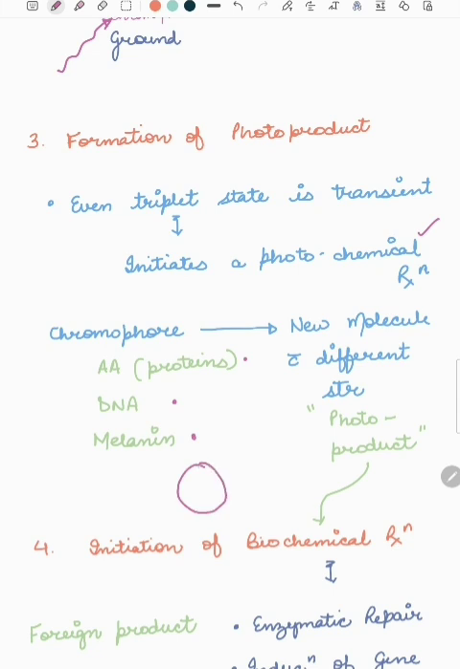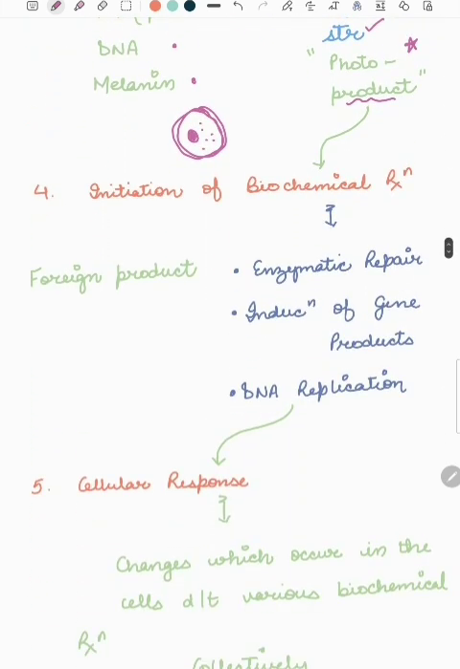So this is a cell. Fine, this is the nucleus. This has DNA in it. The cell wall has various proteins in it. There is presence of melanin in the keratinocyte. All these chromophores become a new molecule with a different structure, which is known as a photoproduct. Fine. Now what will this photoproduct do? This photoproduct will initiate a biochemical reaction. The photoproduct is being made inside the cell.